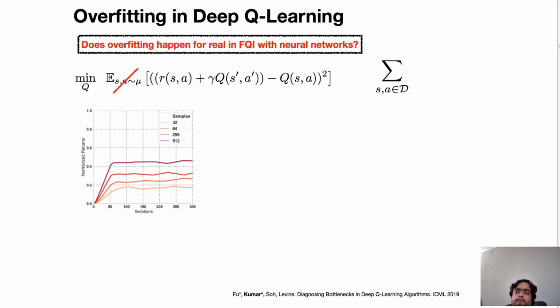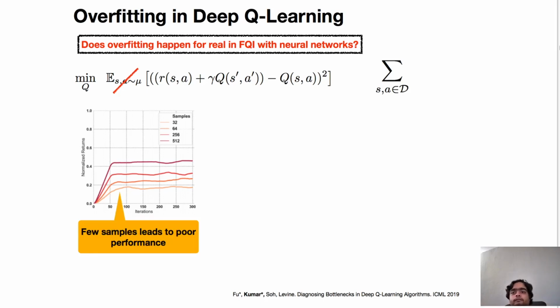So what we did here was we varied the number of samples we were adding to the replay buffer during training, and the different lines that you see on this plot correspond to different amounts of samples added to the replay buffer. What we found here was that fewer samples lead to poor performance. So if you see 32, that's the line at the bottom. 512, that's the line that quickly rises up and stays at the top.